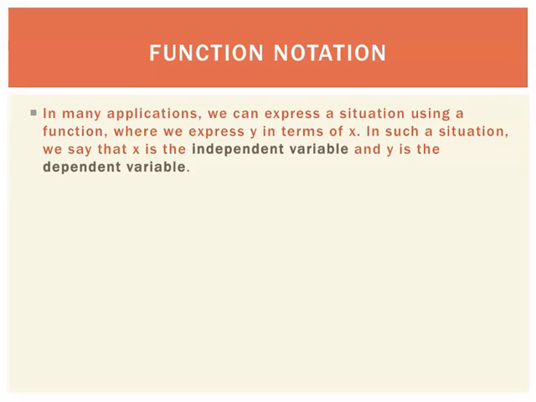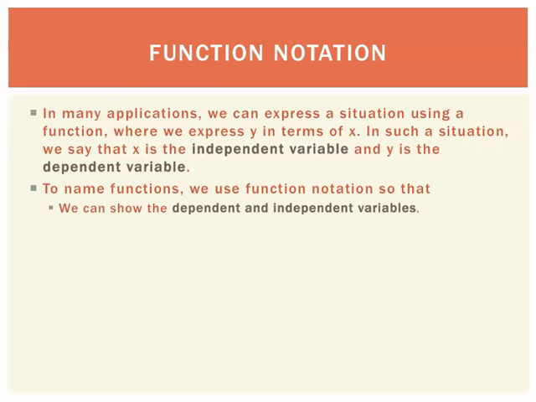Now, to name functions, we use function notation so that we can show what the independent and dependent variables are. For example, here we have f of x equals 5 minus 3x, which shows you that f of x depends on x. So that notation, f of x, if you just look at the left, even without knowing what the rule or the expression is, you know that it depends on x.